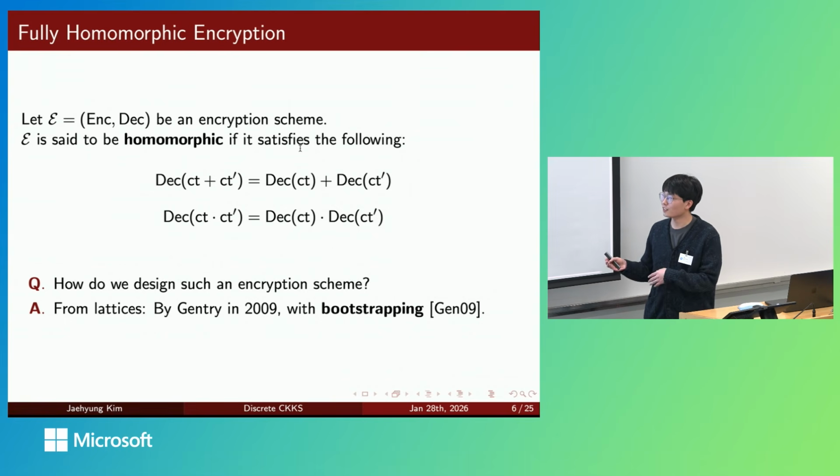At first glance, this looks pretty strange, because usually if you have these kinds of good mathematical properties, then it is usually insecure. If you can add and multiply on ciphertexts, it usually makes it easier for you to decrypt the ciphertext. But surprisingly, there was a construction from lattices, which is a well-known primitive in cryptography, by Gentry in 2009. He introduced the concept of bootstrapping, which I'm going to describe later, to make fully homomorphic encryption work.